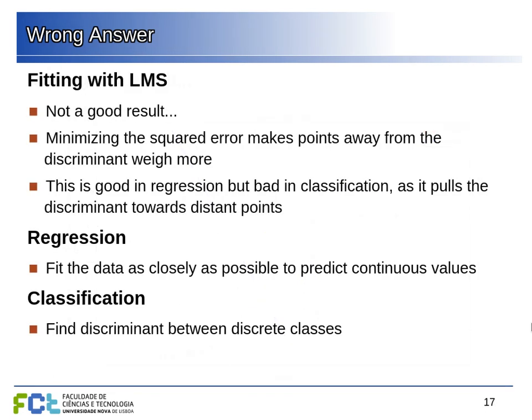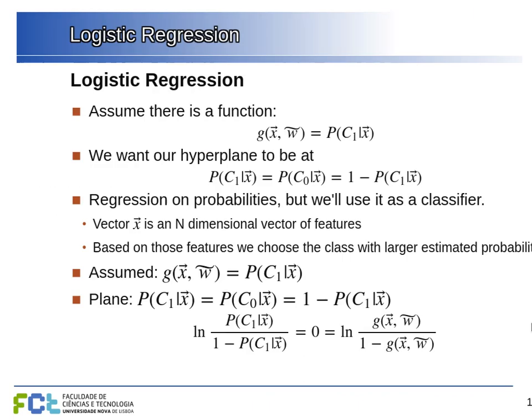So with the least mean squares, we are having this problem that we are pulling the discriminants towards points that are far away, even if they are on the correct side, and we should not bother with them. So this gives us this very important difference in that in regression we are trying to fit our model as close as possible to the data, whereas in classification we want to find a discriminant that splits the data in subsets that are correctly divided. Okay? So let's see how we can solve this with logistic regression.